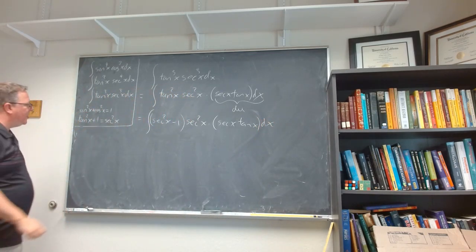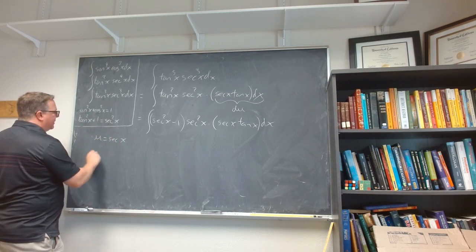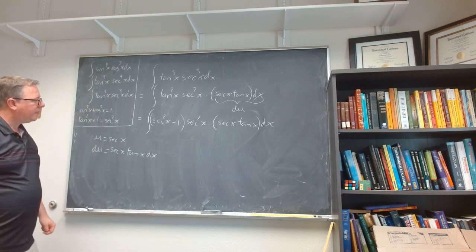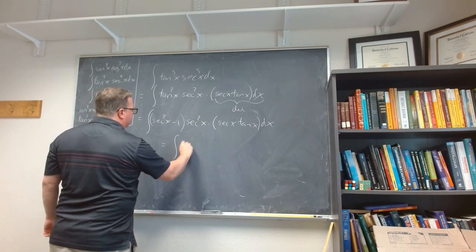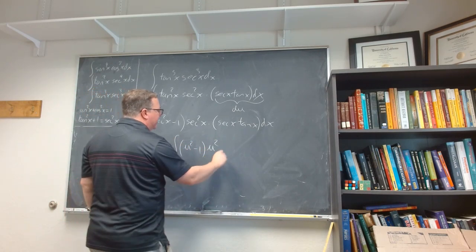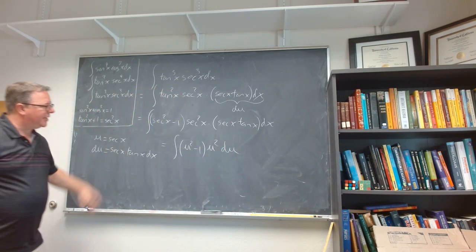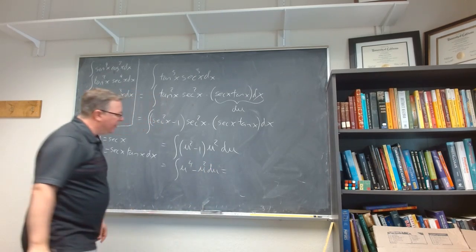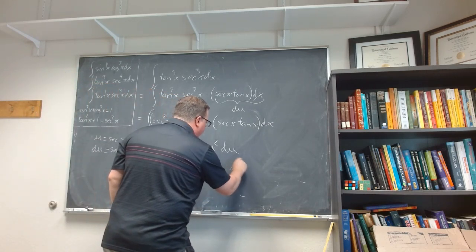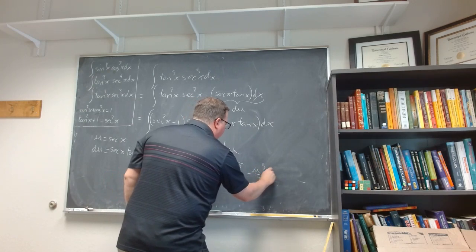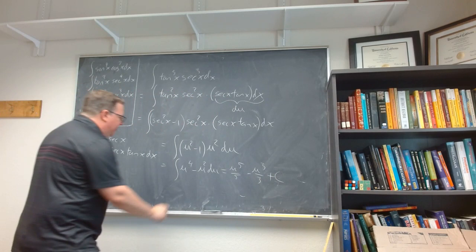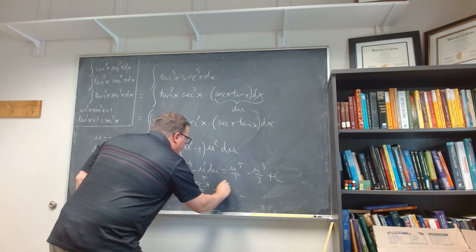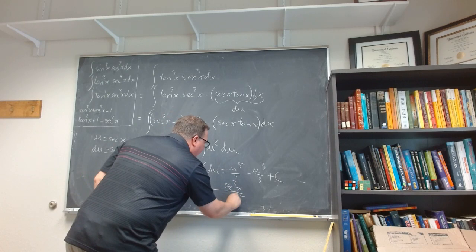And now I'm ready for my u substitution. U is going to be secant x. Du will be secant x tangent x dx. And so I get the integral of u squared minus 1 times u squared du. Multiply out, integrate. Integral of u to the fourth minus u squared du. And now to integrate, we do the power rule. U to the fifth over 5 minus u cubed over 3 plus c. And when we back substitute this time, u being secant, we get secant x to the fifth over 5 minus secant cubed of x over 3 plus c.